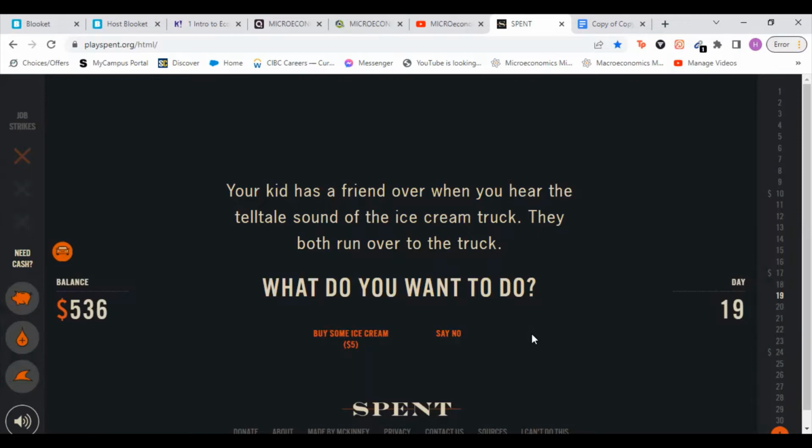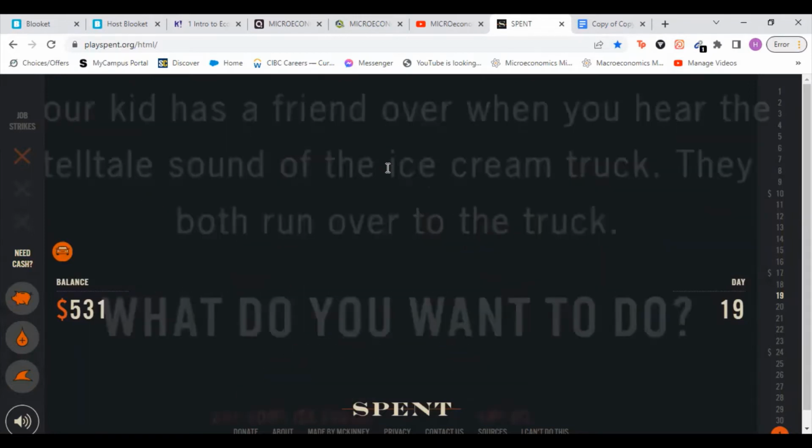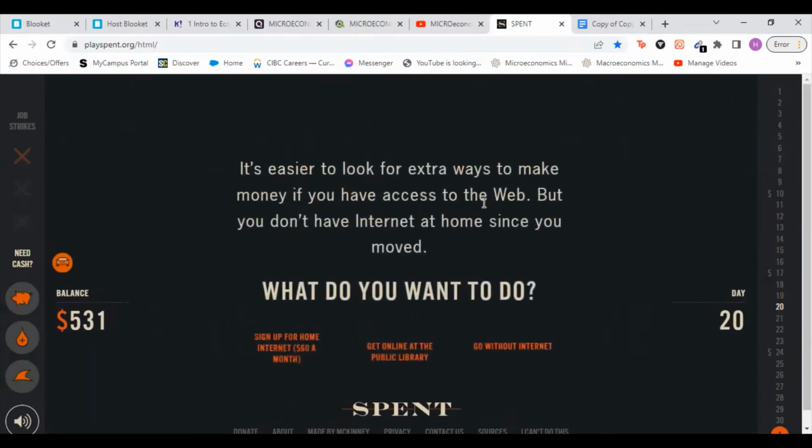Your kid has a friend over. When you hear the telltale sound of an ice cream truck, they both run up to the truck. So what do you want to do? Buy some ice cream or say no? Yes, buy ice cream. Yes, yes. You got to get the kids some ice cream.